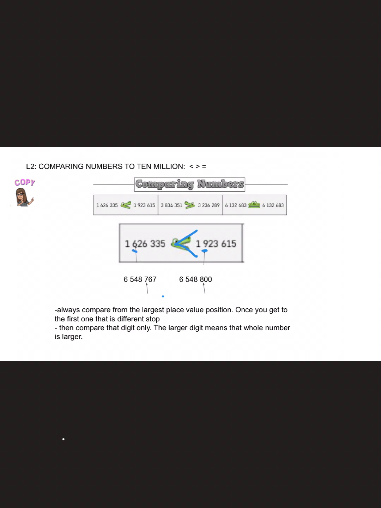Okay, so what is larger, 6 or 9? Well, 9 is the larger number, so that makes this whole entire number the larger number. So we have our little alligator friend eating the larger number, which then tells us that 1,626,335 is less than 1,923,615.